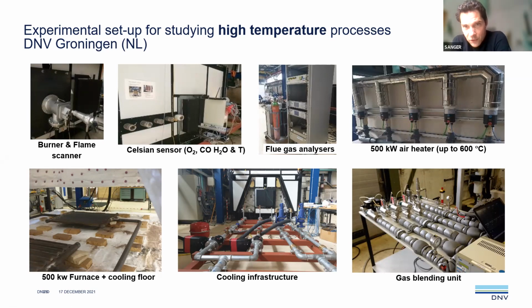We can do preheating up to around 600 degrees Celsius. And we also installed some cooling floors in the kiln in order to measure the heat flux, the amount of heat transferred from the flame to the cooling floors. One is below the flame and the other one is far away from the flame. And we can blend in quite a lot of gas compositions in order to see the effect of changing gas compositions on the combustion behavior.